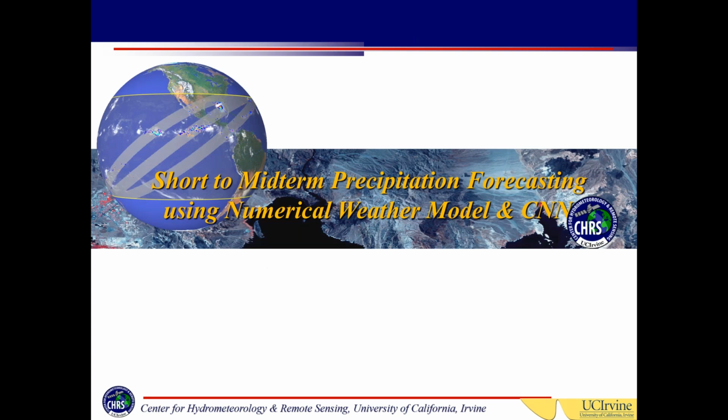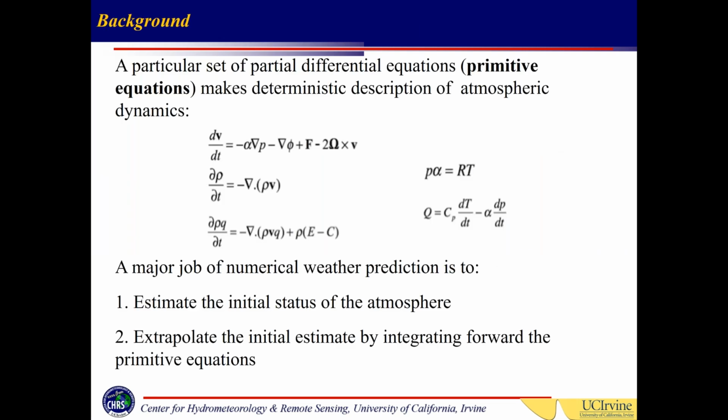Okay, hello everyone. I'm going to talk about short to mid-term precipitation forecast combining numerical weather model and thin convolutional neural network. So the basis of numerical weather prediction is the finding that a particular set of partial differential equations make a deterministic description of the atmospheric dynamics as described by its wind speed, density, pressure, temperature, and humidity, as shown in these listed equations.